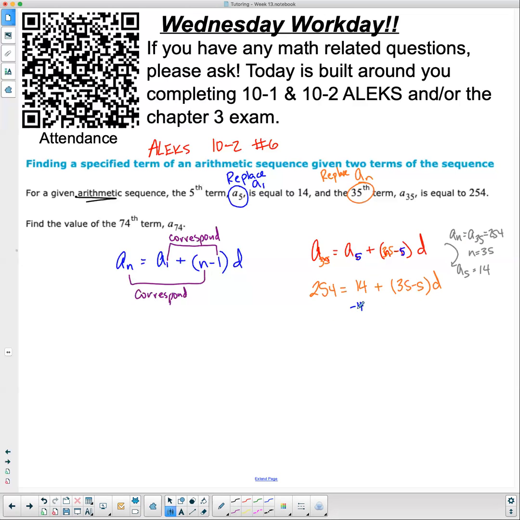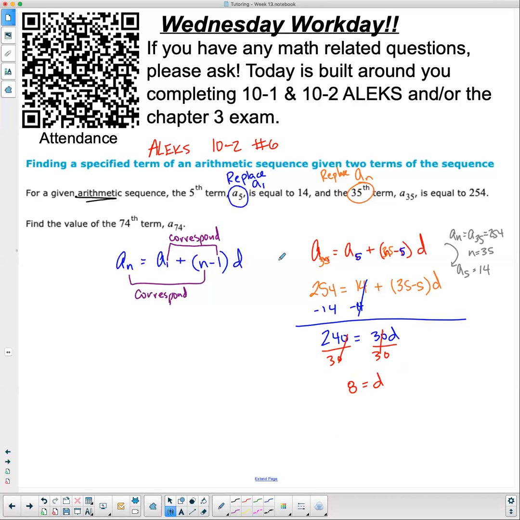I'm going to subtract 14 from both sides, and so that goes away there. I have 240 equals 30d. Now we would just divide by 30. Those zeros will cancel each other out, and 3 goes into 24 8 times. So 8 equals the common difference.